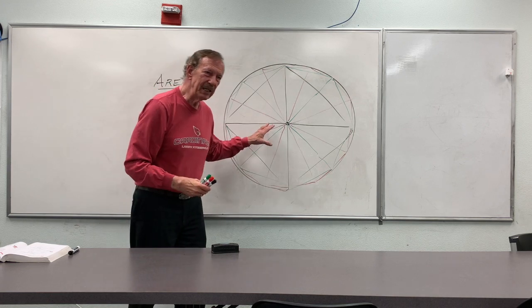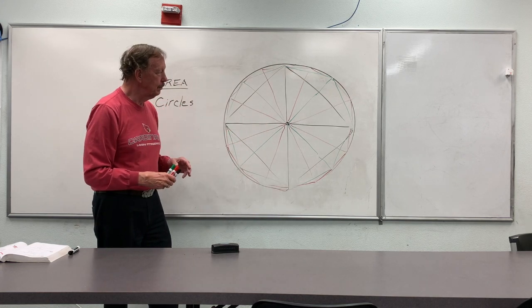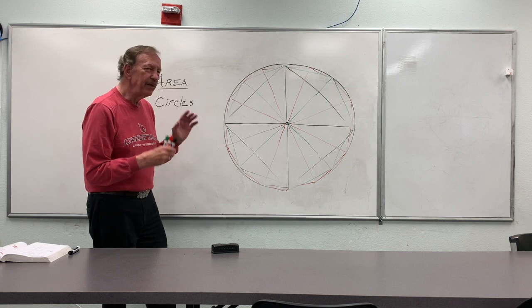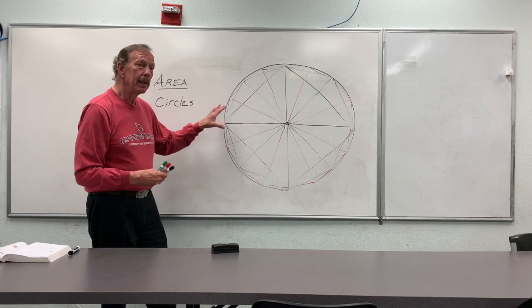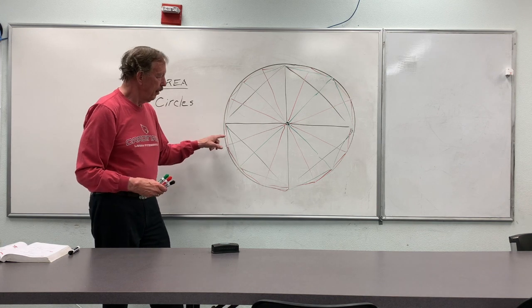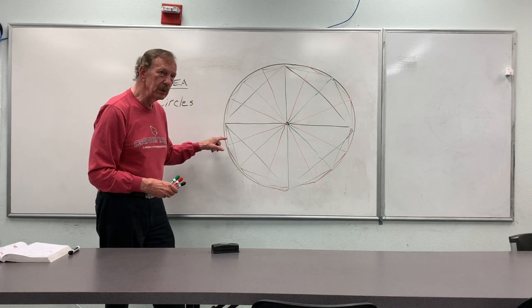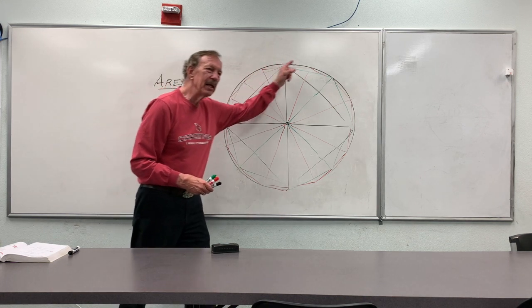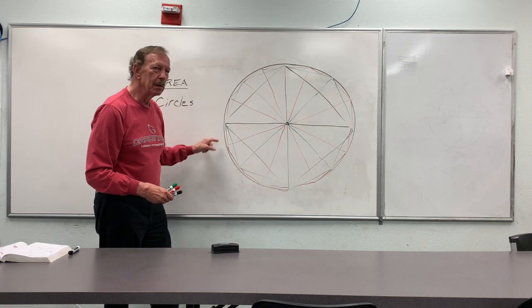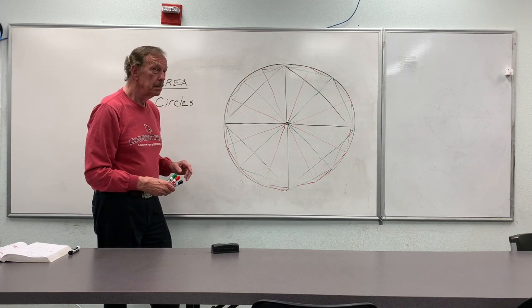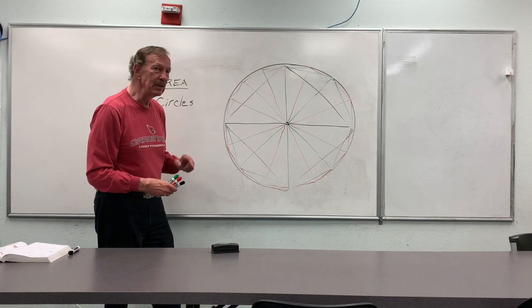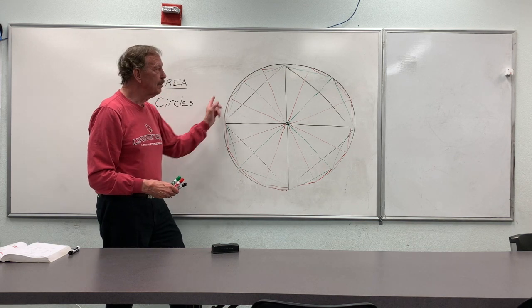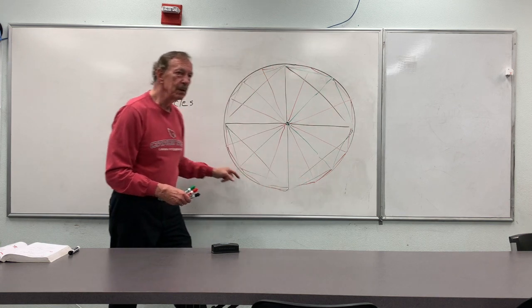So now we have 16 red triangles. I think that you can see if we keep doing this and doing this, that eventually the bases of the triangles are going to be the same as the circumference of the circle. Okay? Adding all these bases together will give us the circumference of the circle.